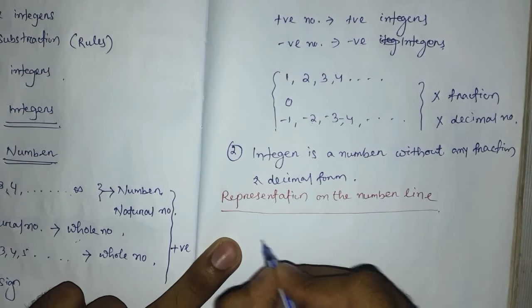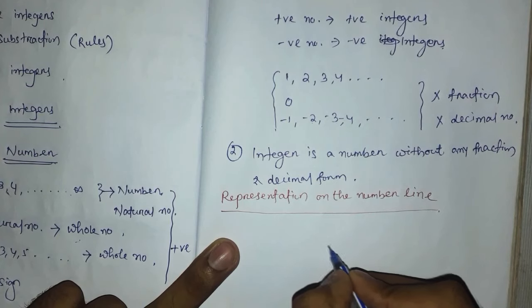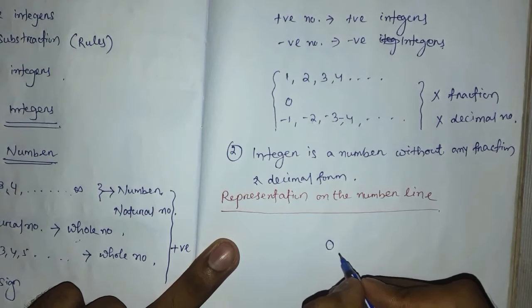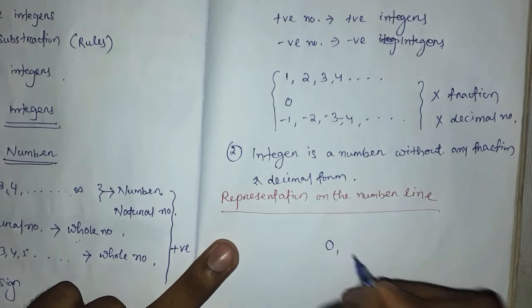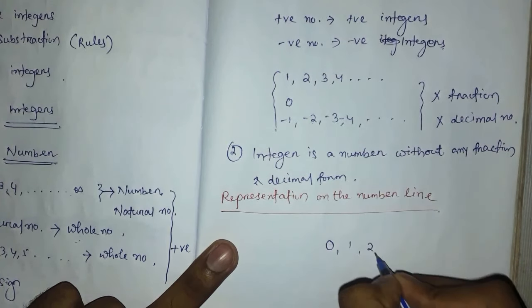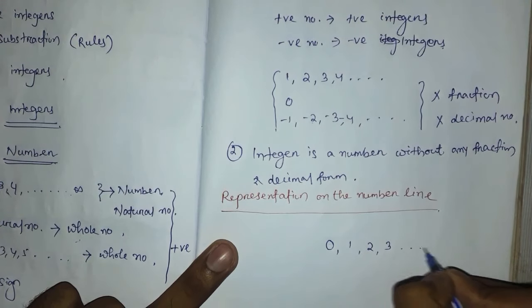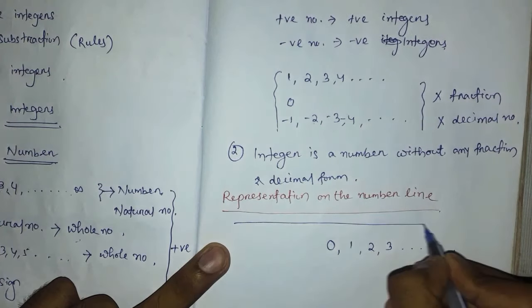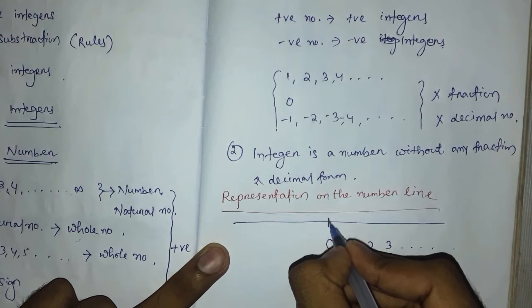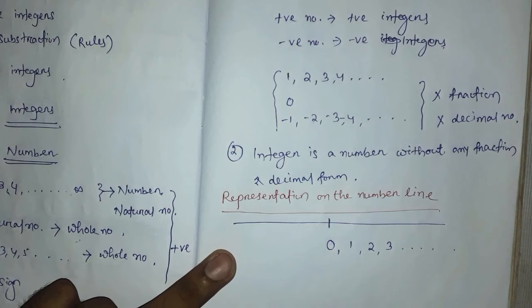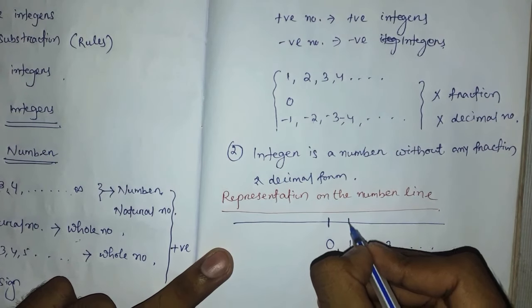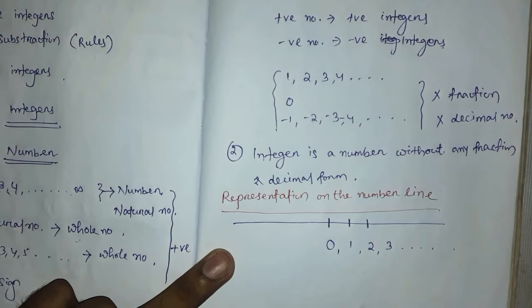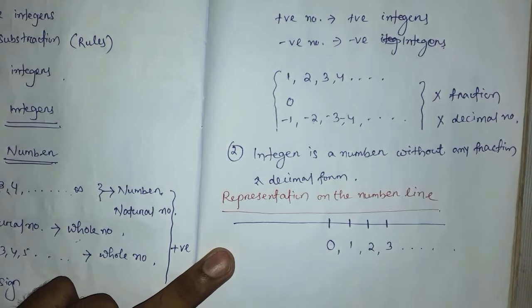So let us take the whole numbers first. What is the whole number? We can say the whole number always starts from 0. So we can take 0, 1, 2, 3, and so on. So first, if we make a line and we take one point as 0, then on the right hand side the next point will be 1, and its right hand side the next point will be 2, and its right hand side the next point will be 3.